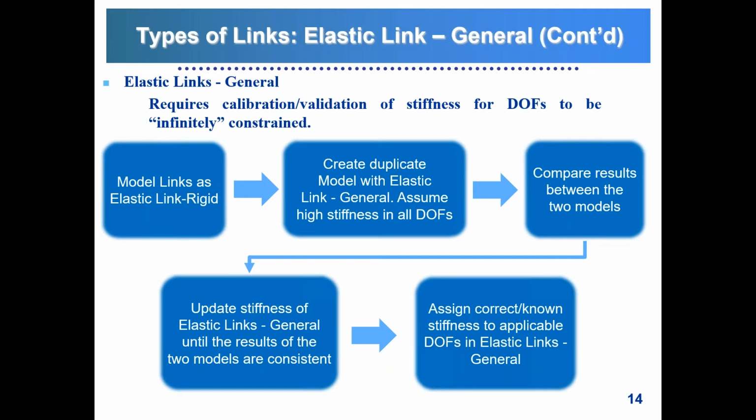At that point, once you get the same results between both models, then you can say that the high stiffness that you have assumed or calibrated is actually behaving as a rigid behavior or as a rigid link. So after that, then you can start releasing or applying the known stiffness to the specific degrees of freedom that you need to do. In our previous case, after we did this, we got the same result from both models. Then we just released or assigned a 0 stiffness to the axial degree of freedom.